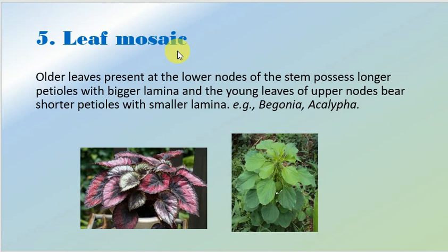In leaf mosaic, a mosaic like structure is formed due to the different arrangement pattern of the leaves. What is that different arrangement? In that the lower leaves have a longer petiole and bigger leaf lamina, while the upper leaves have a shorter petiole and smaller leaf lamina, and due to that all the leaves are able to get sunlight in equal amount. Now, this kind of arrangement pattern which gives the appearance of a mosaic is known as the leaf mosaic. This is the plant of begonia and this is the Acalypha.